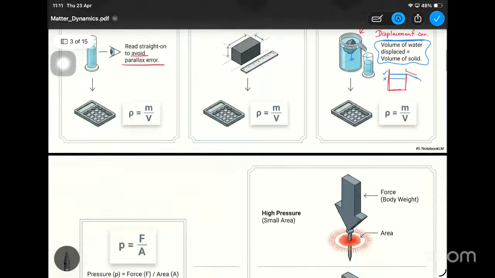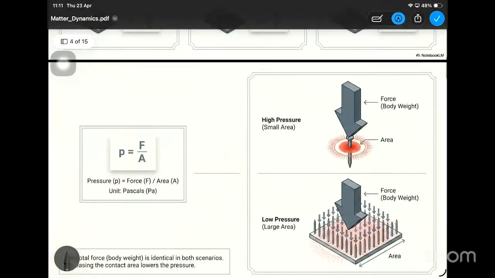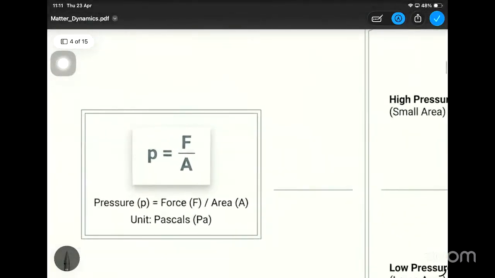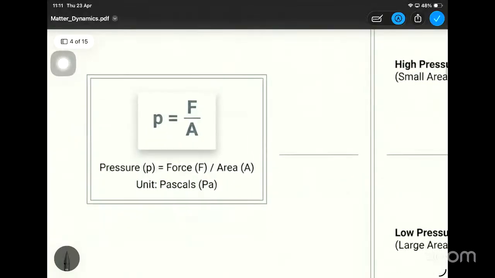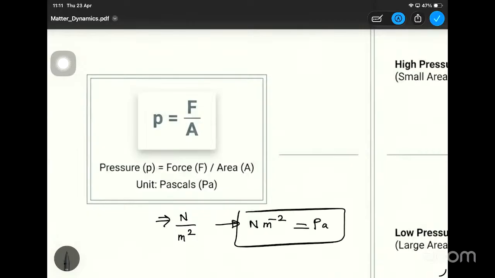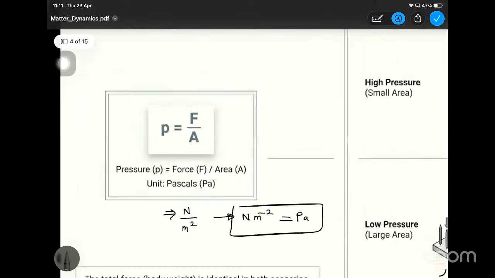Okay. Then the pressure of a solid will be equal to P equals F over A, force over area. The unit will be pascals. If we use the standard units here, it will be newtons divided by square meters, so it will be newton per square meter, which means this will be equal to pascal as well, right?